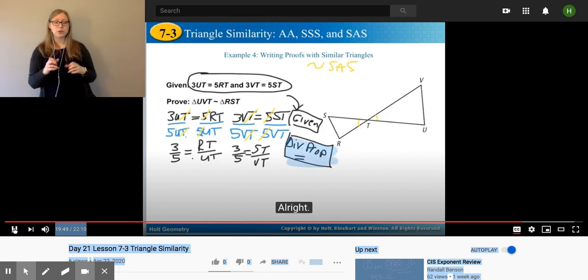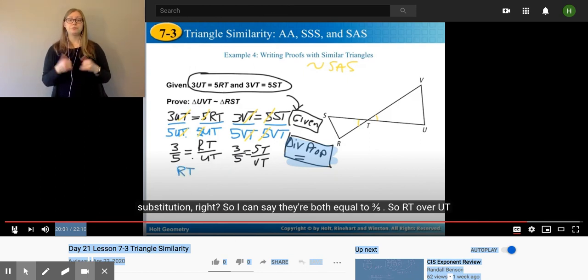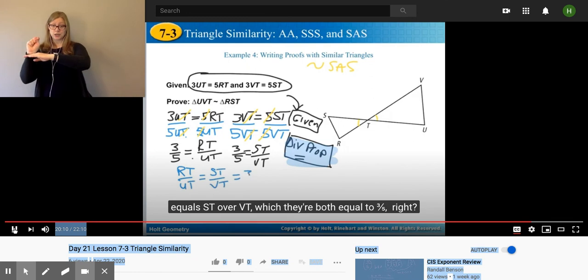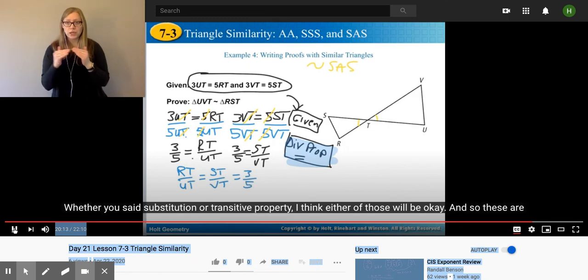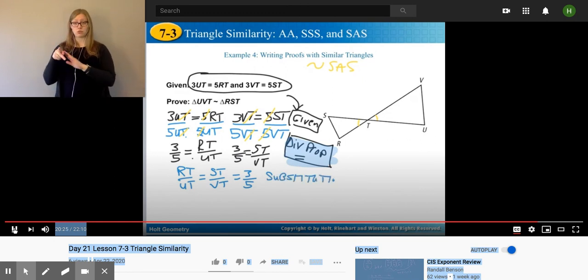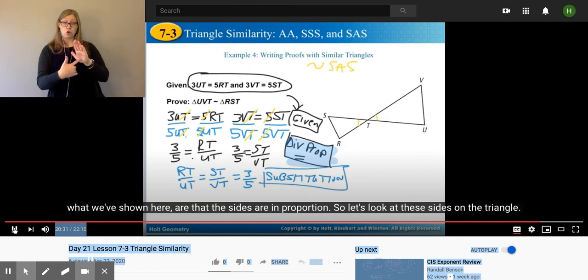Now, what I want to show is that RT over UT is equal to ST over VT. And we can do that by substitution, right? So I can say they're both equal to 3/5. So RT over UT equals ST over VT, which they're both equal to 3/5, right? Whether you said substitution or transitive property, I think either of those would be okay. And so these are by substitution, right? And so what we've shown here are that the sides are in proportion.